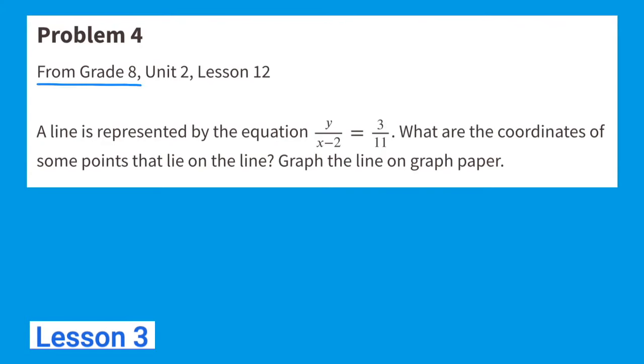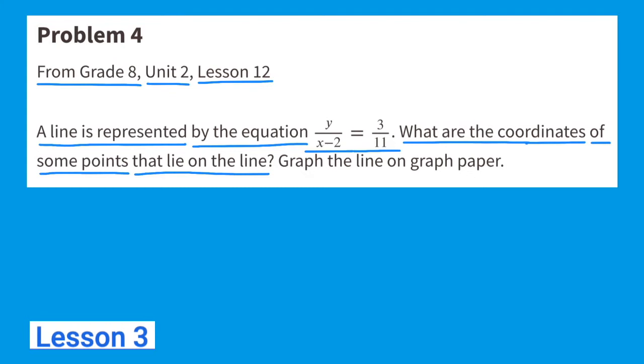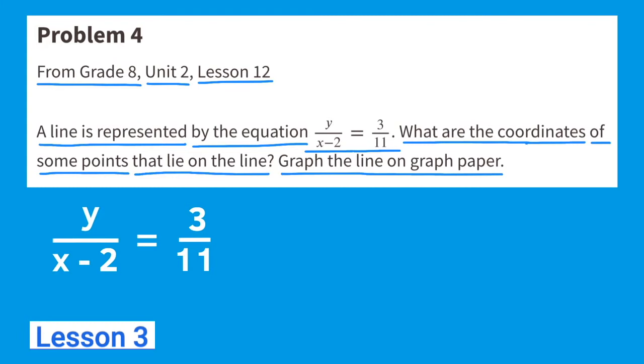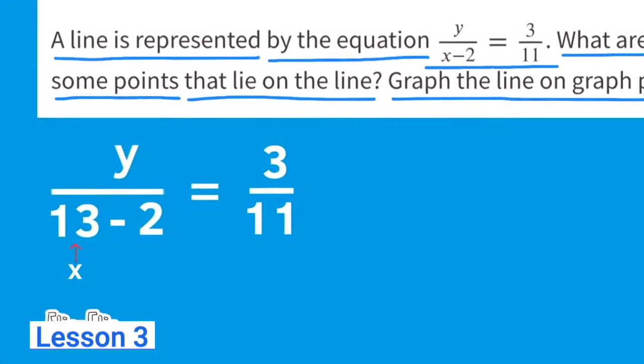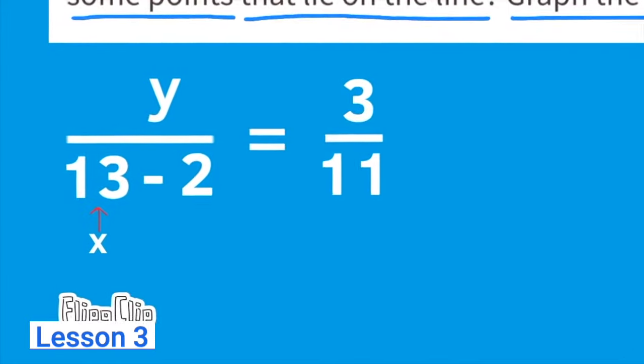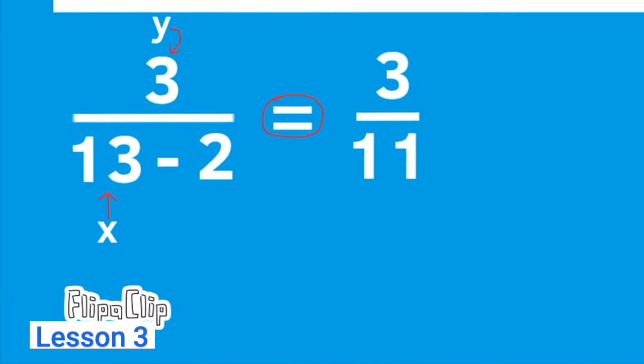Problem number 4 from 8th grade, Unit 2, Lesson 12. A line is represented by the equation y over x minus 2 equals 3/11. What are the coordinates of some points that lie on the line? Graph the line on graph paper. The equation is important. y over x minus 2 equals 3/11. This is actually telling you the value for y. When x is 13, y equals 3, because 13 minus 2 equals 11. When the value for x is 13, then the value for y is 3.